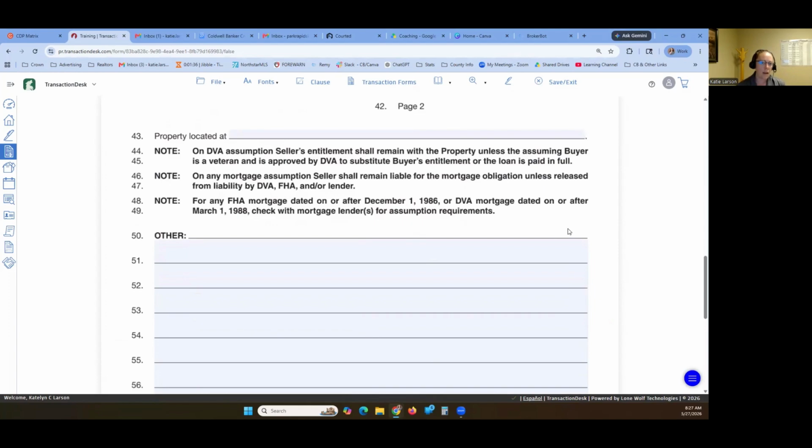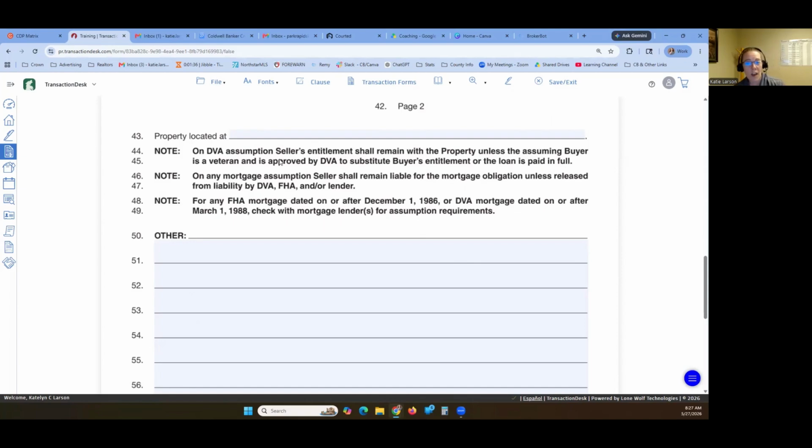We're almost done. These are just notes, okay? Notes about information based on mortgage assumptions. 44 and 45 on DVA, so a veteran's loan assumption. Seller's entitlement shall remain with the property unless the assuming buyer is a veteran and is approved by DVA to substitute buyer's entitlement or the loan is paid in full. This talks about that you have to be a veteran to be able to assume a veteran's loan.